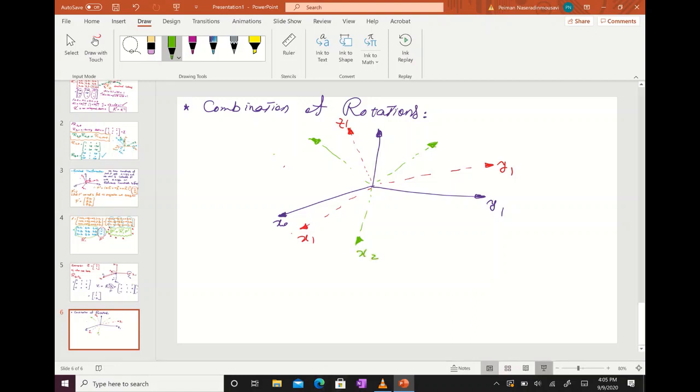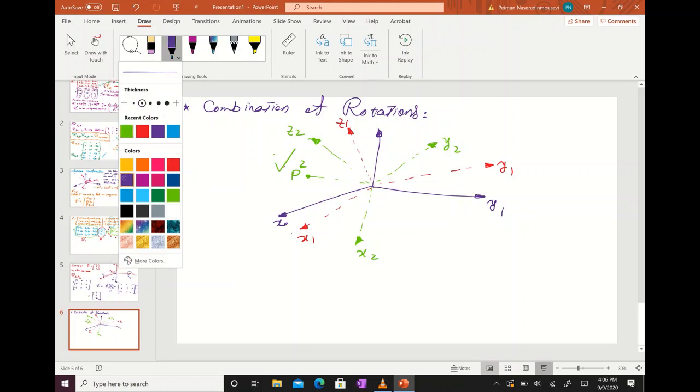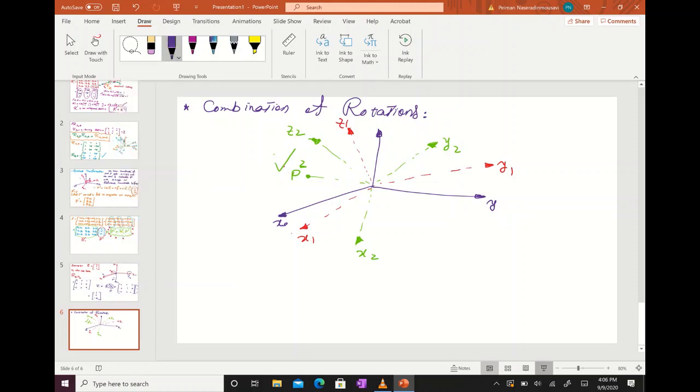So X2 and the Y2 and Z2. But we know a point here, P, and its coordinate with respect to the frame 2. So P2 is known. Okay? See that? What we want to find is the position with respect to the reference coordinate system. We want to find this, okay?